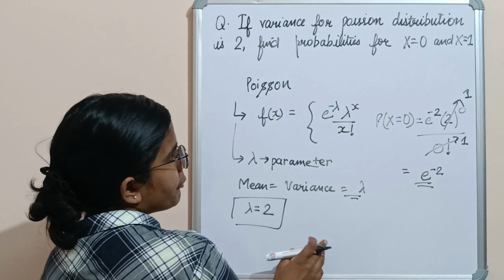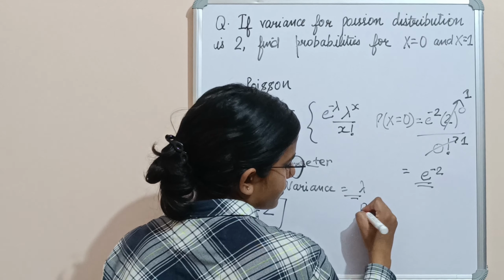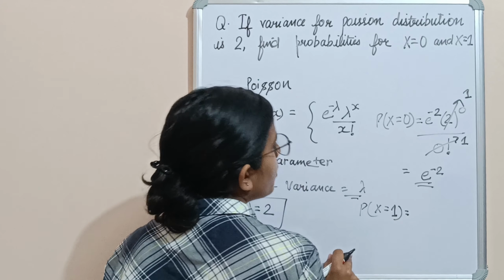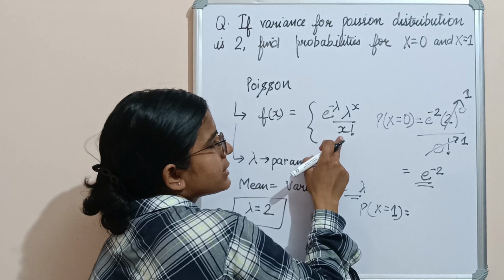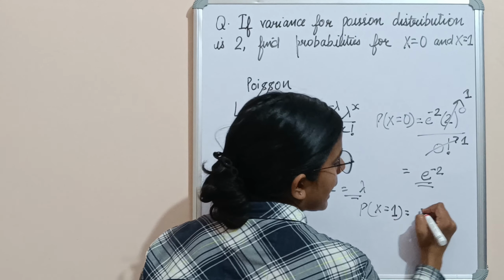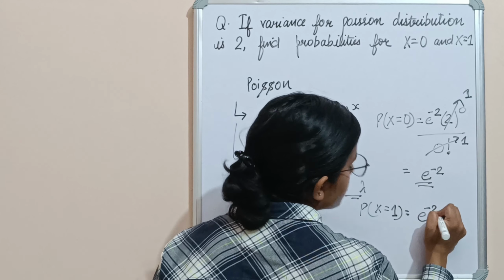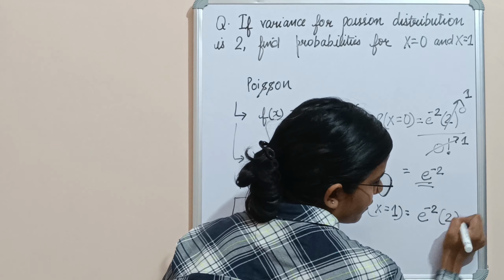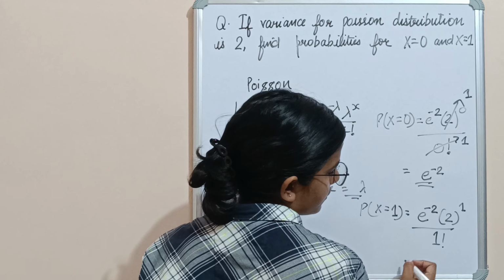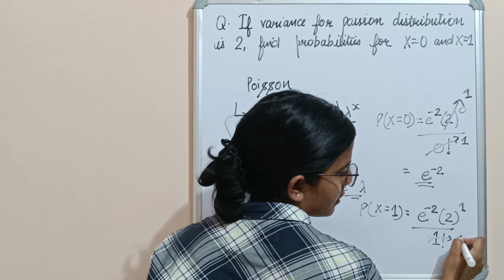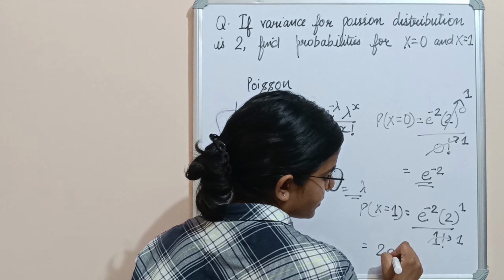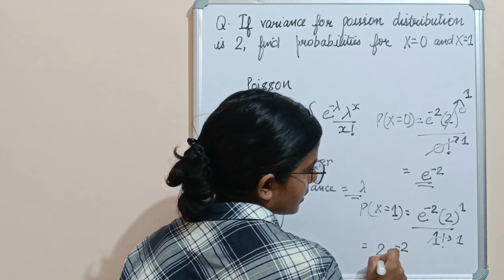Now we have to find out probability of x equal to 1. Putting value of x equal to 1 and lambda equal to 2 in this expression, we will get e raised to power minus 2, 2 raised to power 1 divided by 1 factorial. 1 factorial is 1, 2 raised to power 1 is 2, so this will be 2 times e raised to power minus 2. This is our answer.